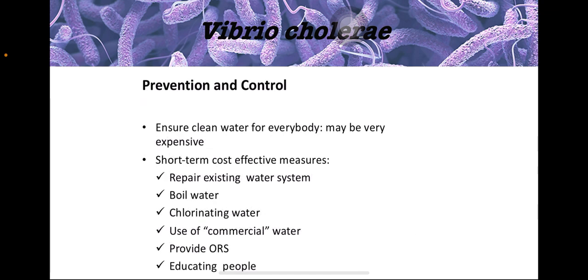For the prevention and control, preventing cholera involves ensuring clean water, but this is expensive. So there are more practical methods such as repairing water systems, boiling the water before using or drinking, then chlorination of commercial water, ORS availability, and community education, all of which focus on interrupting the fecal-oral route cycle.